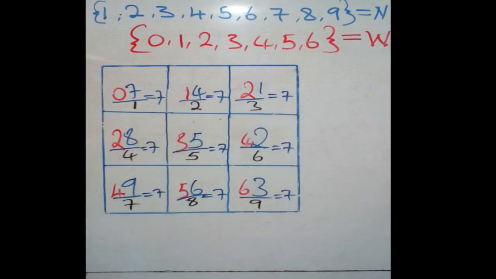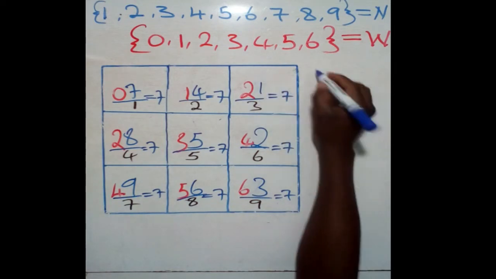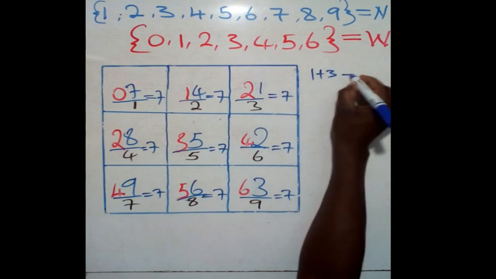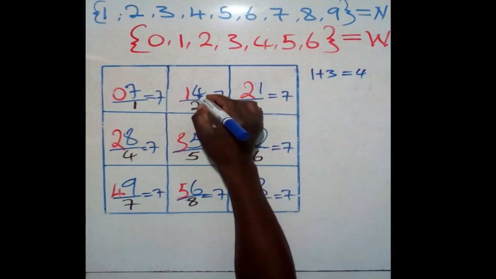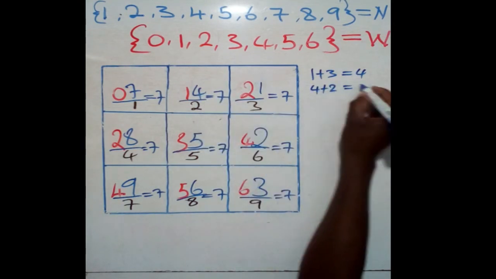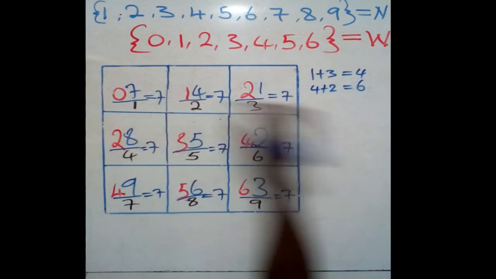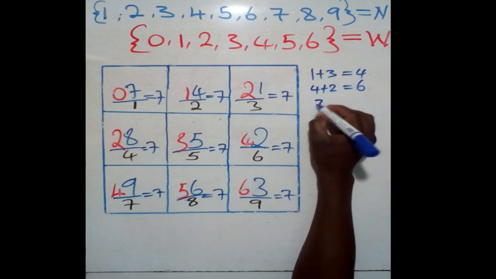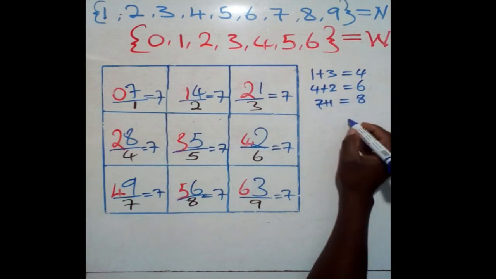From these numbers, we can also create a set of even numbers. A set of even numbers. When we say 1 plus 3, it will give us an even number 4. We can also say 4 plus 2, which will give us an even number 6. 7 plus 1 will give us an even number 8.